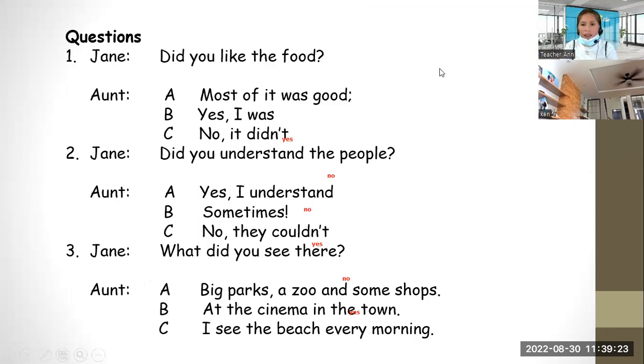And please answer this one, okay? Finished. So here, did you like the food? Okay, most of it was good. Did you understand the people? Sometimes. Okay, wait.